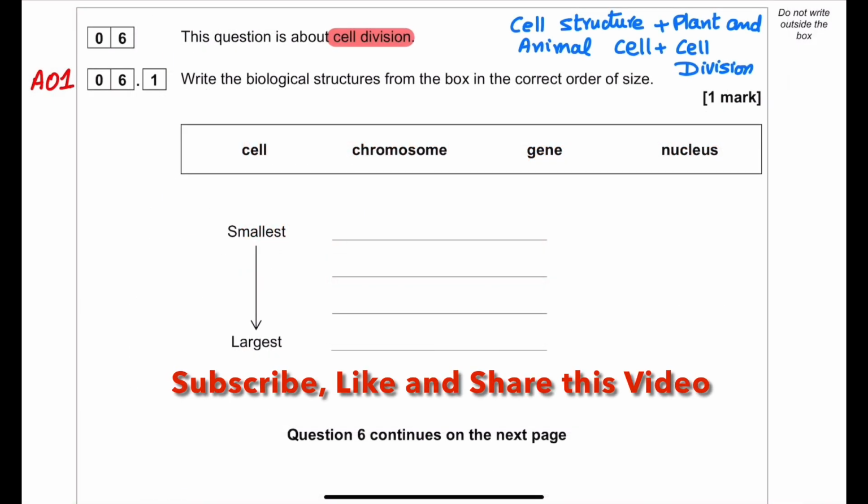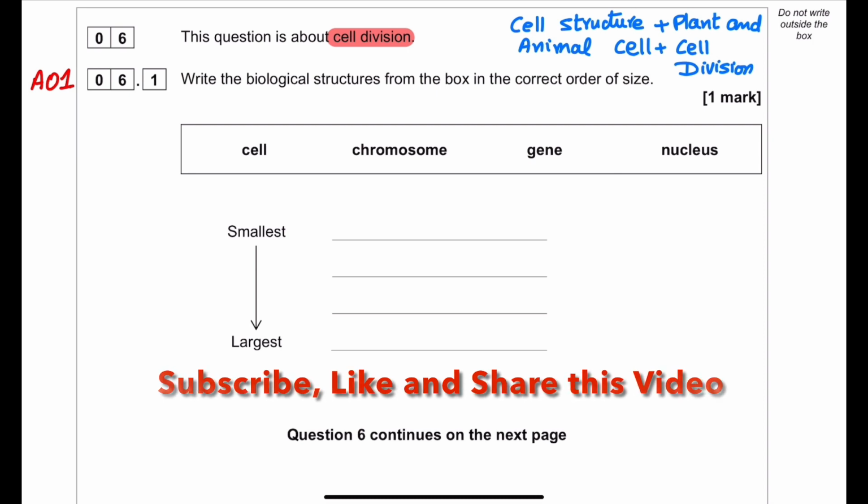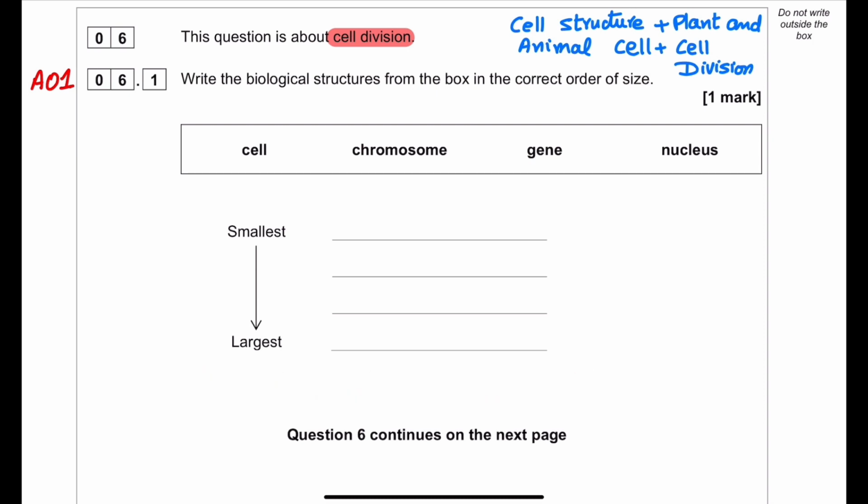Question number 6. The question is about cell division. 6.1 is an A1 question. Write the biological structures from the box in the correct order of size. This question is from cell structure, plant and animal cell, and cell division.